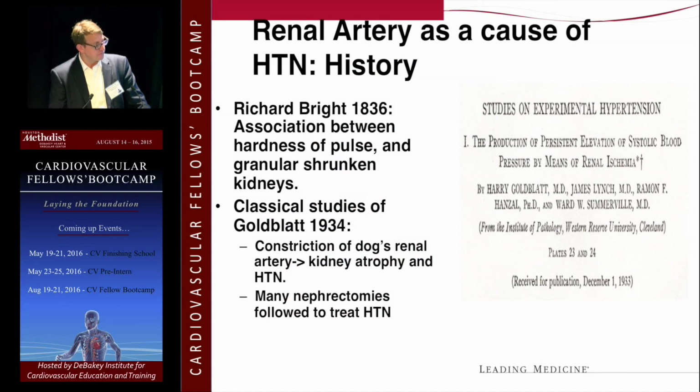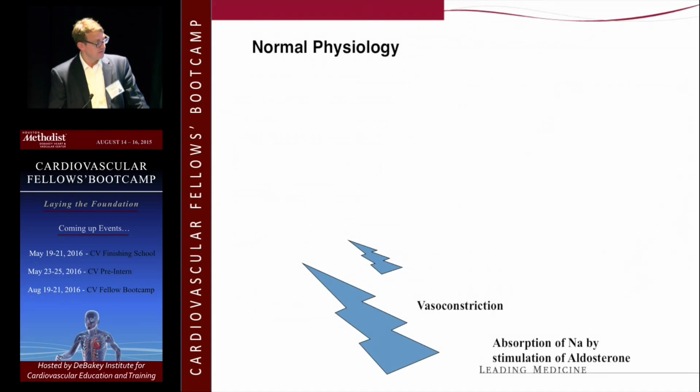As early as 1836, Richard Bright, for whom Bright disease is named, noted an association between calcified arteries and granular shrunken kidneys. And then Goldblatt in 1934 did all of the classic experiments with constriction of the renal arteries in dogs, which showed the relationship between hypertension and renal ischemic disease.